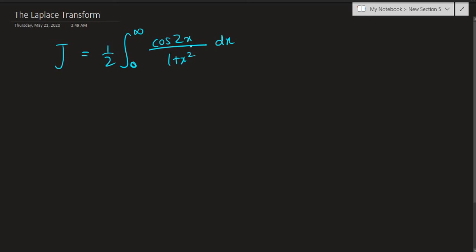We can do this with complex analysis, but as the title of this page suggests, and also the name of my YouTube channel, I'm going to be using something that's called the Laplace Transform.